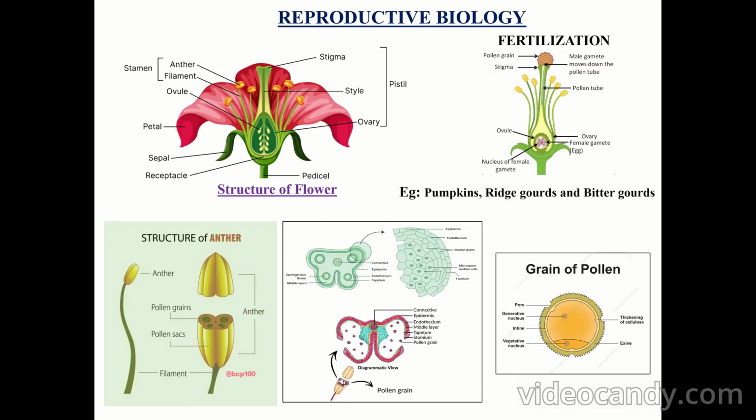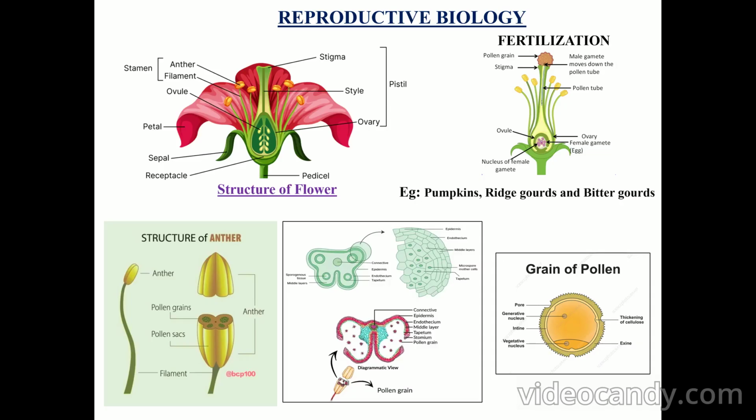Hello everyone, in today's lecture we're going to learn about the reproductive biology unit. So let's start with the structure of the flower. Flower is a modified shoot. Why is it called a modified shoot? Because it resembles the stem, having nodes and internodes.